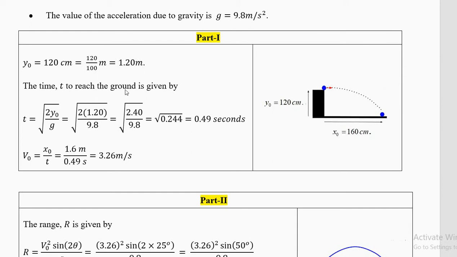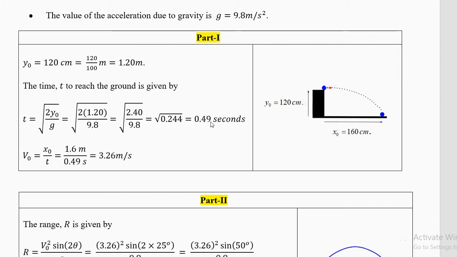Now the time taken to reach the ground, this is part 1. You are launching horizontally using the launcher, and the vertical distance is 120, not 160. So t is the square root of 2y0 by g. 2 into 1.2 divided by 9.8 gives 0.244, and taking the square root, it is 0.49 seconds. Do not round it off, it is 0.49.